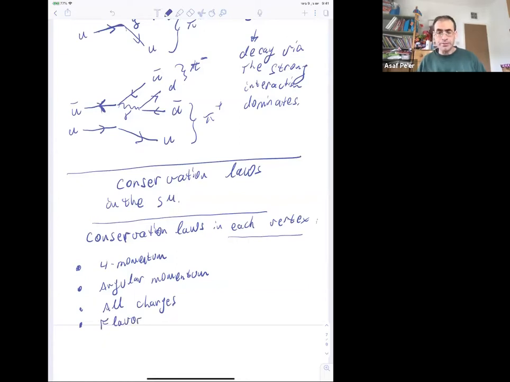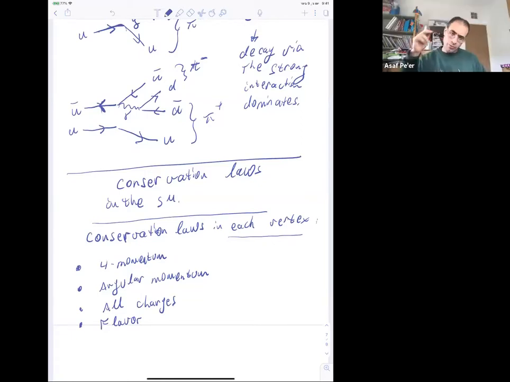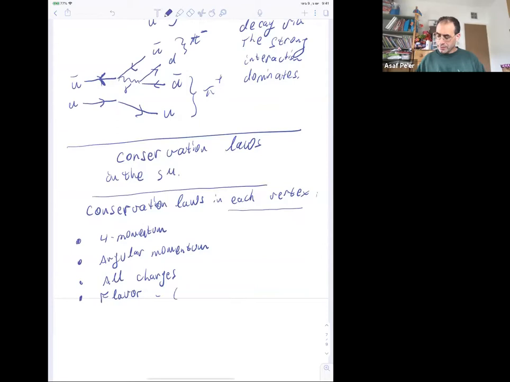There is one exception. Flavor is conserved for most processes, but which one is not conserved? Weak interactions. No, only one part of the weak interactions, the charged currents. Neutral weak, it is conserved, except in the charged current interaction.